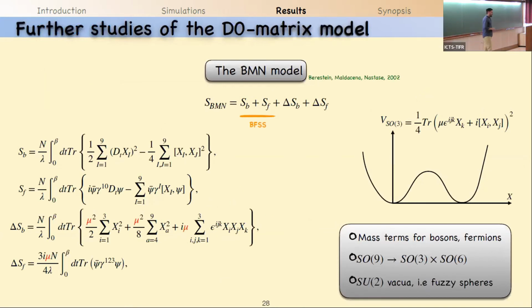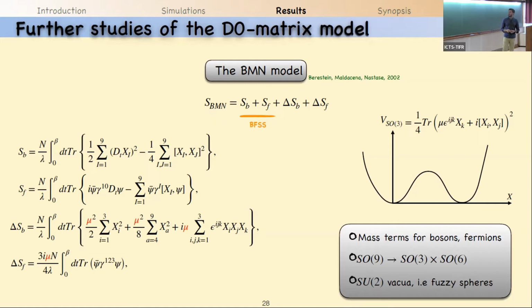Good. So now I'm going to introduce another model, which is called BMN, from Berenstein, Maldacena, and Nastase. The difference with the model I presented before is that it adds mass terms for bosons and fermions, as well as a Myers term. And this Myers term gives some fuzzy sphere phenomena.